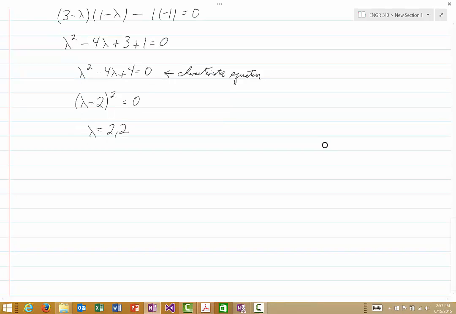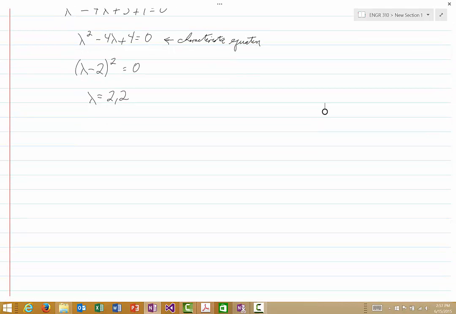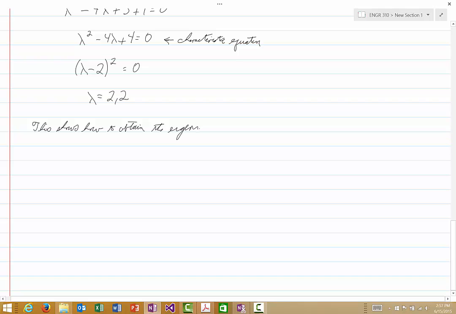And now let's suppose that we didn't know that 1, 1 was the corresponding eigenvector. How could we find that out? And also, how can we find out if there are any other eigenvectors associated with this eigenvalue? So let's say this shows how to obtain the eigenvalues. Now, how do we obtain the eigenvectors?